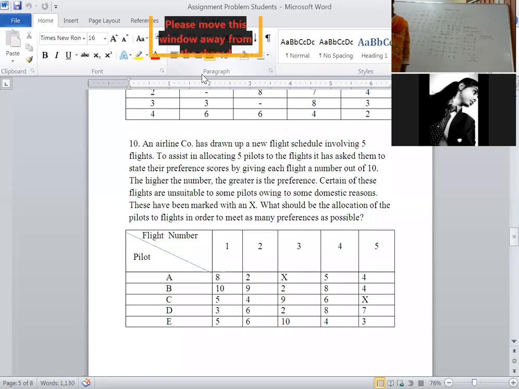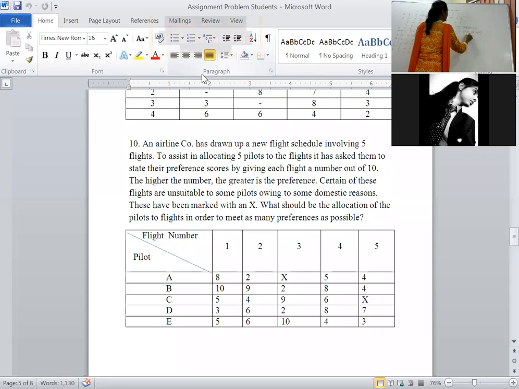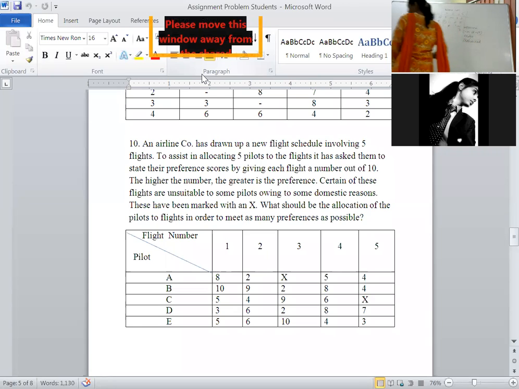Next, second sentence. For a maximization problem, assume minus infinity or minus M profit for the prohibited position, and proceed further as usual.